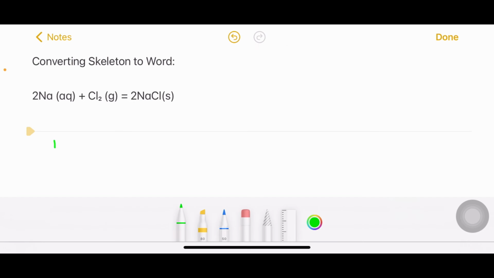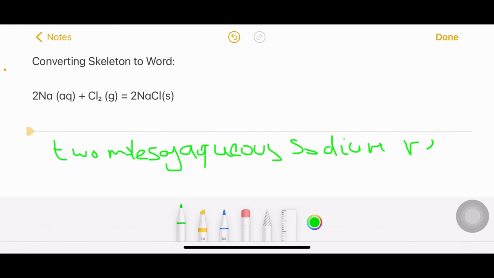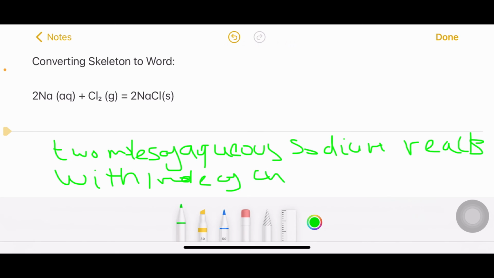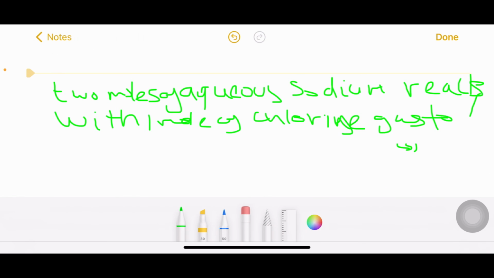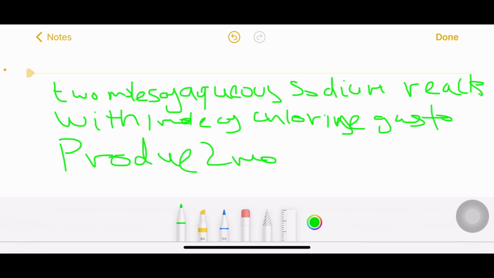2 moles of aqueous sodium reacts with 1 mole of chlorine gas to produce 2 moles of solid sodium chloride.